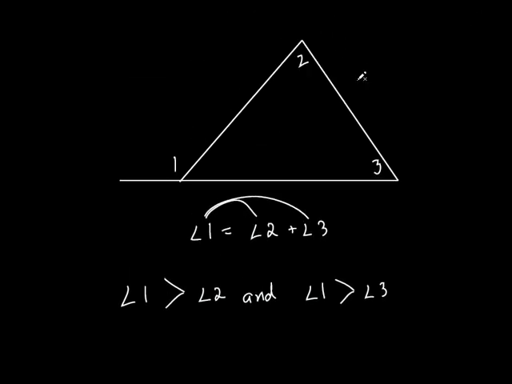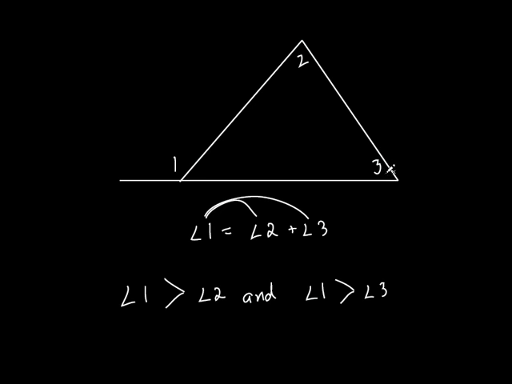And that's the kind of stuff they're going to ask you. They're going to give you pictures and say, tell us which angle is bigger, or compare angle 1 to angle 2. Without even knowing the numbers at all, I know for a fact that angle 1 has to be greater than angle 2, and angle 1 has to be greater than angle 3, because 2 and 3 add up to angle 1. So this sum has to be bigger than either one of the parts being added together. Everybody got that?